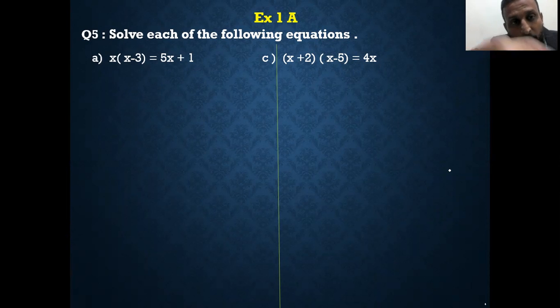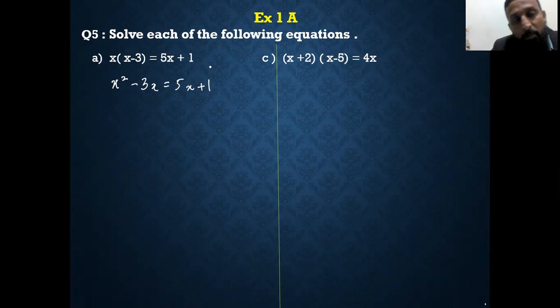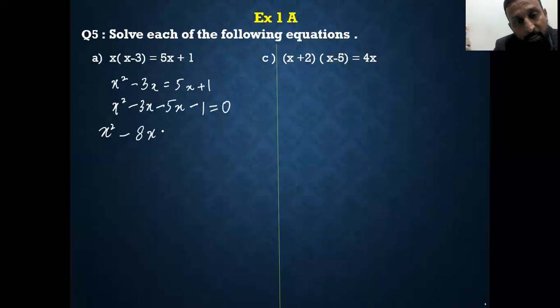So the first thing, we're going to open the bracket. X multiplied by x makes x squared. X multiplied by 3, negative 3x, equals 5x plus 1. Now, as I told you, we need to make it equal to 0. So we need to bring 5x plus 1 on this side. x squared minus 3x minus 5x minus 1 equals 0. We can simplify the like terms. So we have x squared minus 8x minus 1 equals 0.